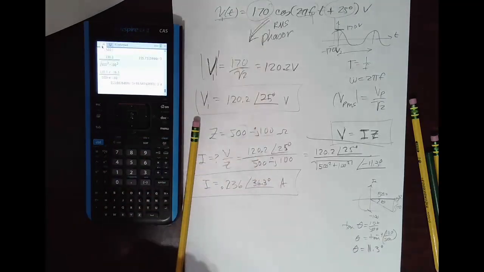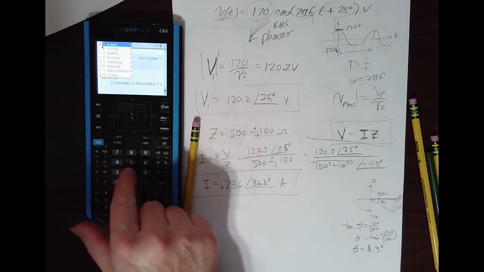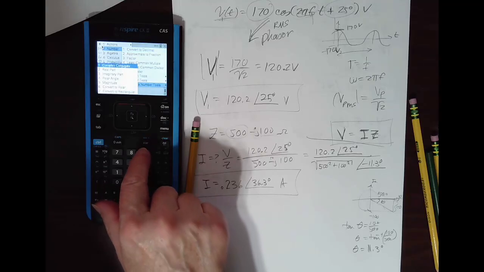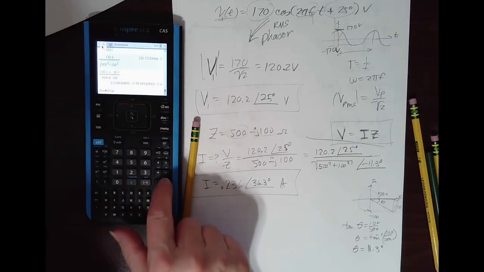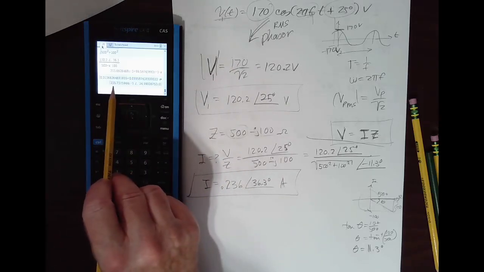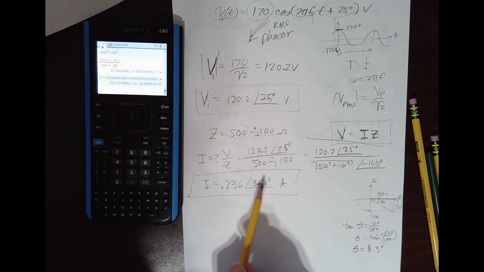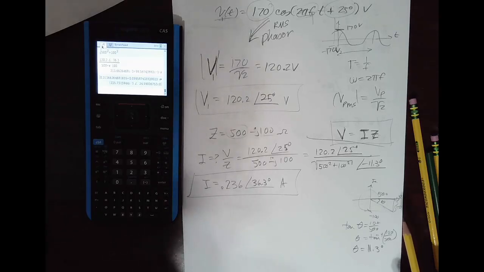Okay, so it gives it to me in rectangular form, 213.7 times 10 to the negative 3. So 0.217 plus 0.0995 J. Let's go ahead and put it in polar form. So this menu number complex 6 convert to polar. There we got it. Okay, so 236 times 10 to the negative 3, so 0.236, angle of 25 degrees. Where did we go wrong?